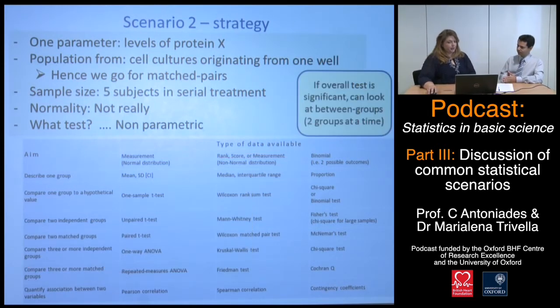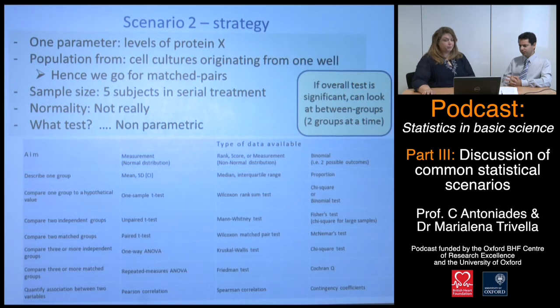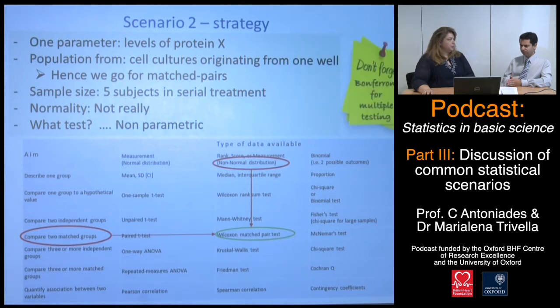Again, we will be looking at between group comparisons, being able to only compare 2 groups at a time. So we are moving to 2 matched groups, and we will do a series of Wilcoxon matched pairs tests. Again, the problem with Bonferroni, our old friend, we mustn't forget to do that.